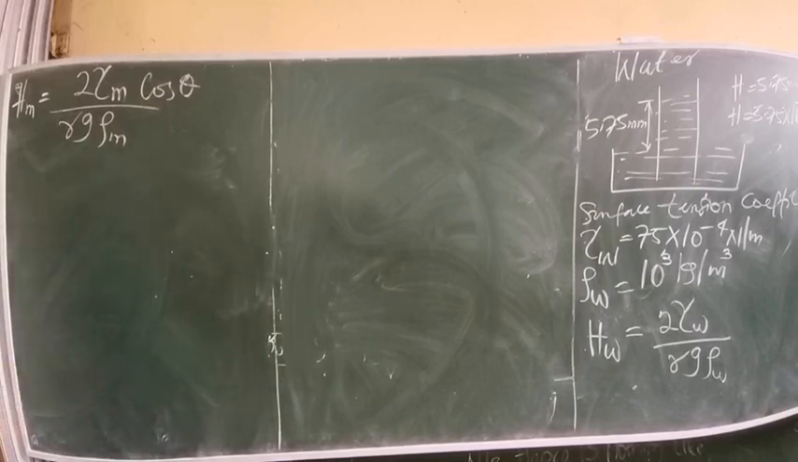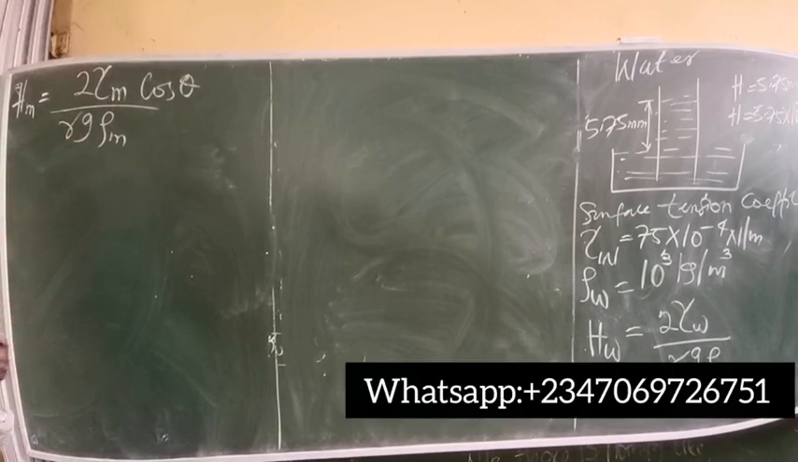Now notice that in the first case when we did it for water, there was no angle of contact. That value is 0. So even if you had added 0 here, cos 0 will still give you 1. That's why we use the normal equation. But in this case now, we have an angle of contact, so you must always introduce the cosine of that angle.